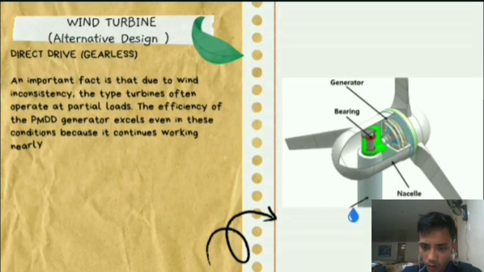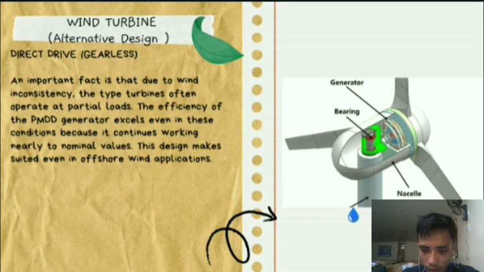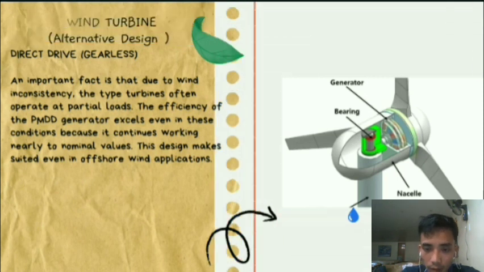Sabi po dito, direct drive, an important fact is that due to wind inconsistency, the turbines often operate at partial loads po. The efficiency of the PMDD generator extends even in these conditions because it continues working nearly to nominal values. This design makes it suited even in offshore wind applications.